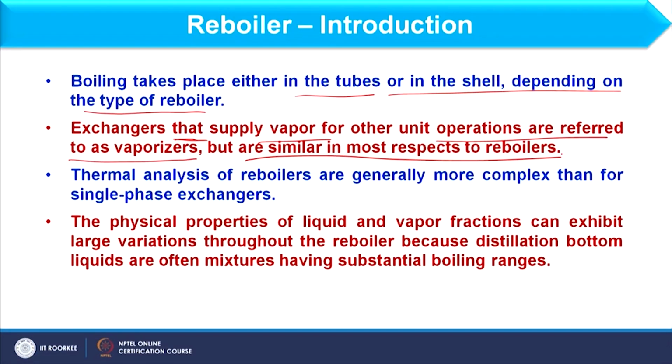And further, you can see that physical properties of the liquid and vapor fractions can exhibit large variation throughout the reboiler, because distillation bottom liquids are often mixtures having substantial boiling ranges. So, if you consider the distillation column, we usually consider a multiple component system. If the components vary in the vapor as well as the liquid stream, we should consider that while computing the physical properties. So, that may be mass weighted, right. So, this is about the introduction.